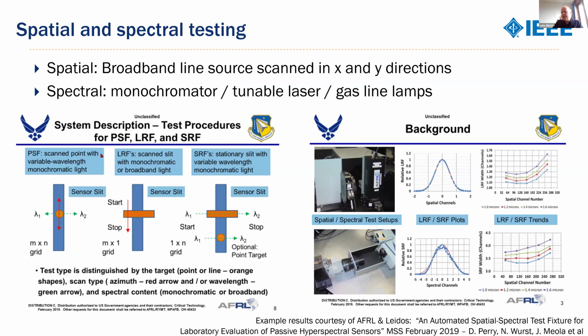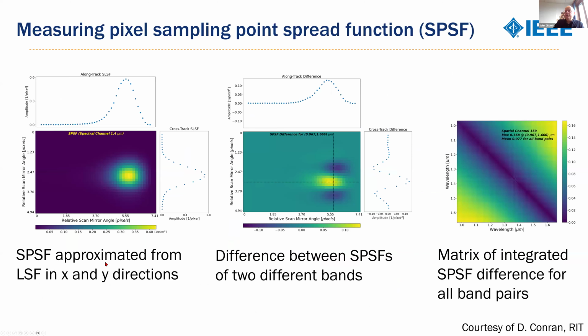So this illustrates what a lab might look like. In principle, you're shining light onto the line-shaped field of view of a push broom sensor, and we are not mandating a full mapping of the SPSF. We're requiring a scan in the X and the Y directions of the pixel sampling point spread function. So this is what that might look like if you measure.